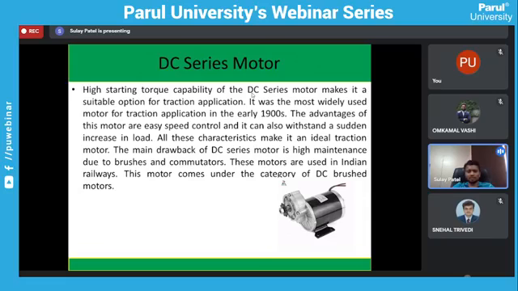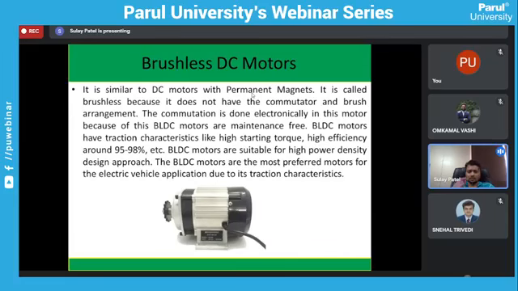This motor comes under the category of DC brush motors, and in the current scenario, some engineers use this particular motor for project purposes as well as some experiment purposes, and for low capacity vehicles only.